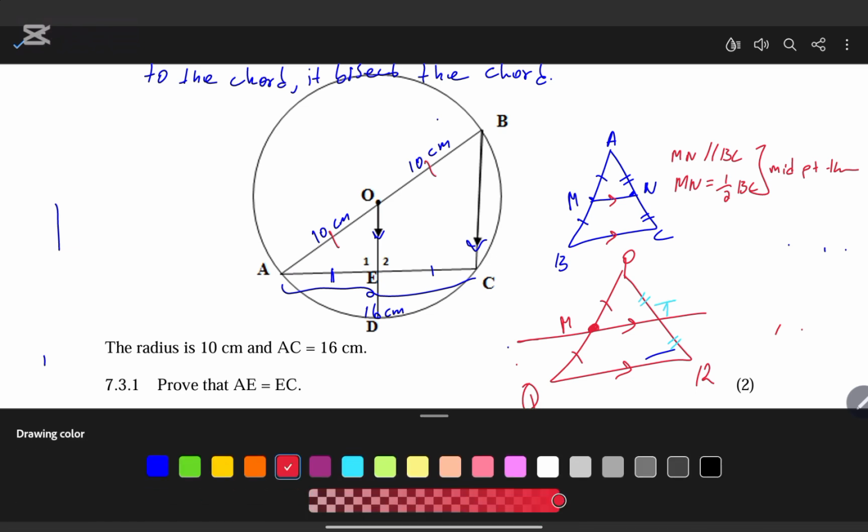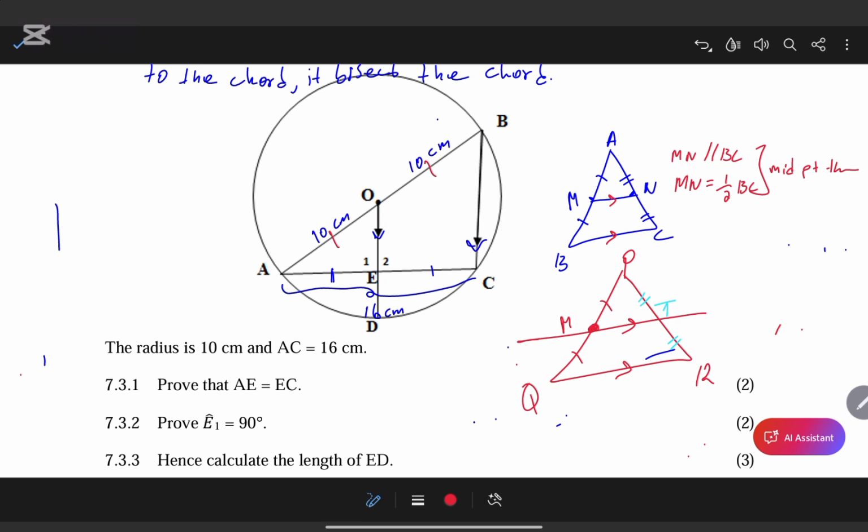We've got a line that is passing through the midpoint of one side of a triangle. I'm looking at triangle ABC. There is a line passing through the midpoint of the line AB parallel to the line BC. Therefore, it should bisect the third side. So the reason that I'm going to write here, I simply say AE is equals to EC.